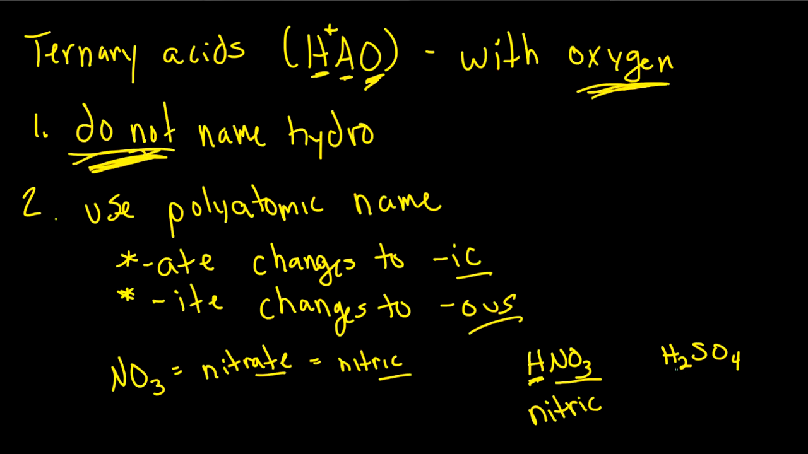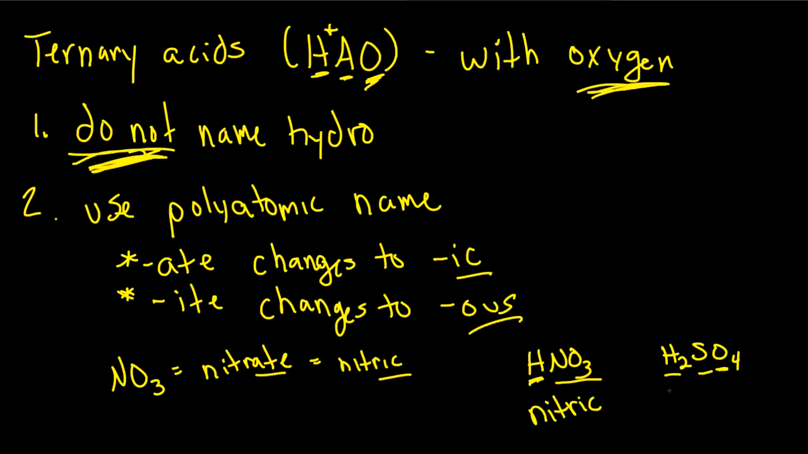H2SO4 is another ternary acid. I know it's an acid because it has H in the front. I know it's ternary because it has those three elements, one being oxygen in there. So I want to name it based off the SO4 name.